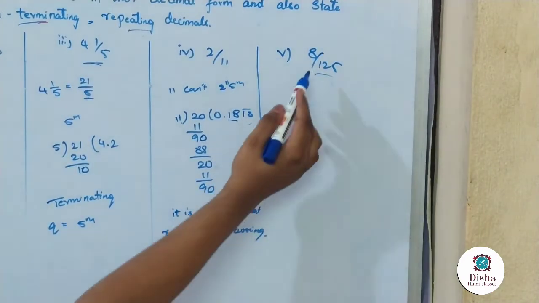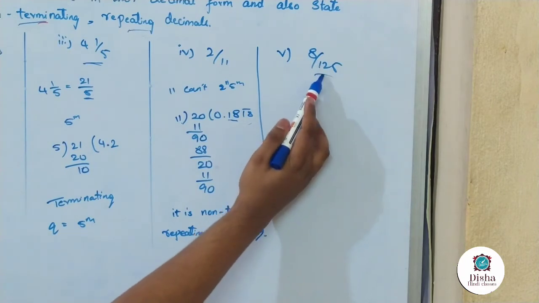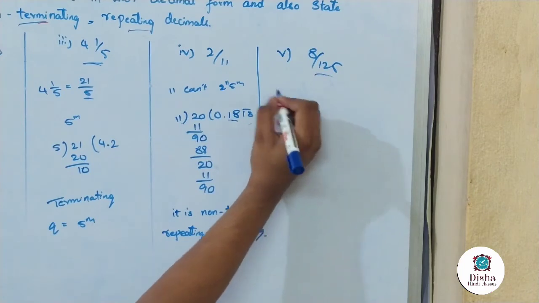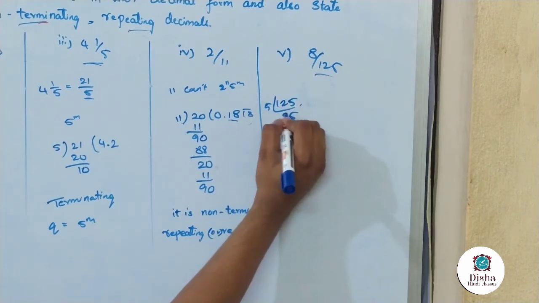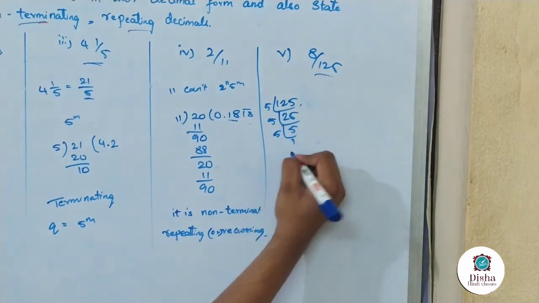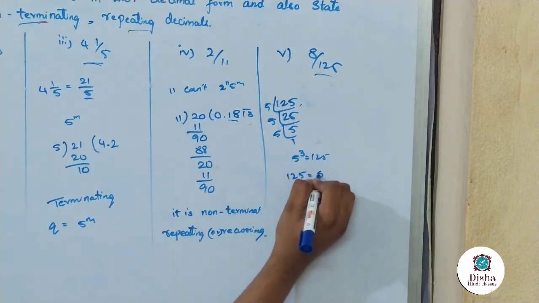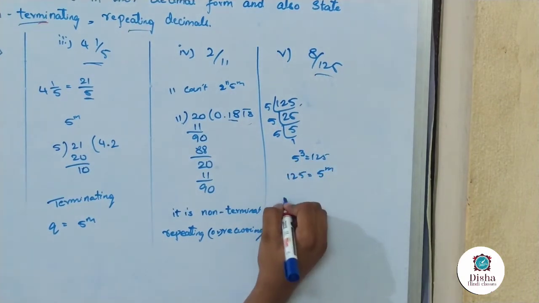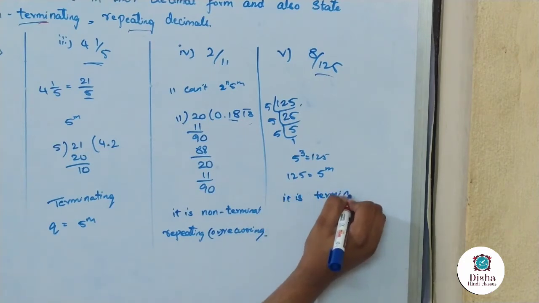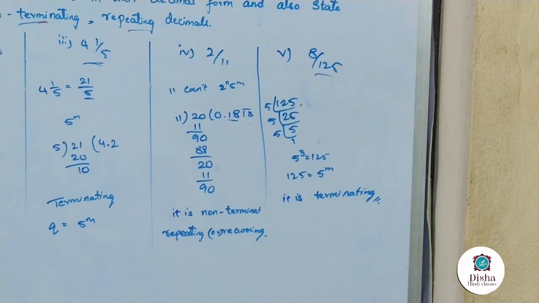So the last one, 8 divided by 125. It is a rational number, and in the q form we have 125. 125 can be written as 5 into 25, 25 is 5 into 5. So 5 cube equals 125. 125 can be written in the form of 5 power n. Therefore it is a terminating number, right?